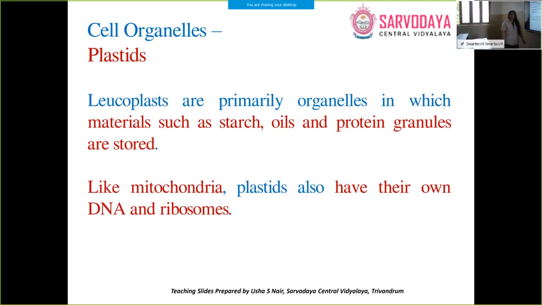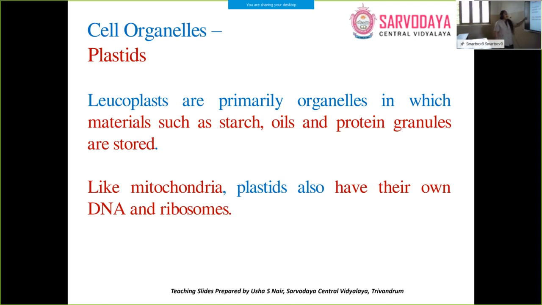Here, leucoplasts are the white or colorless plastids. They play a very important role in storage, mainly in parts like the roots. Their function is mainly connected with storage. Leucoplasts are primarily organs in which materials such as starch, oil, and protein granules are stored. That is what I said. They play a great role in storage. Are you all with me? Yes, I heard somebody saying yes.